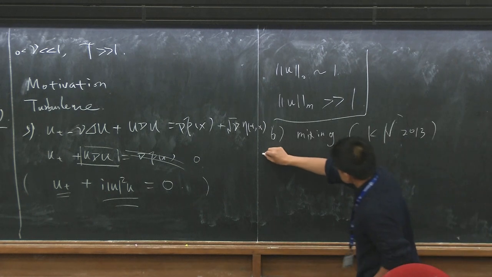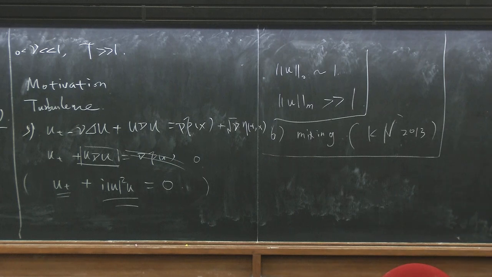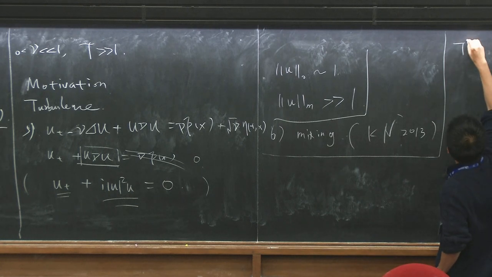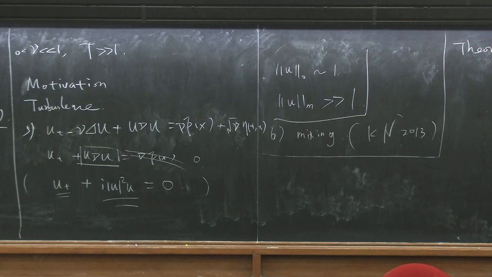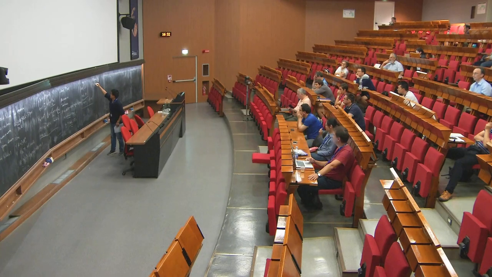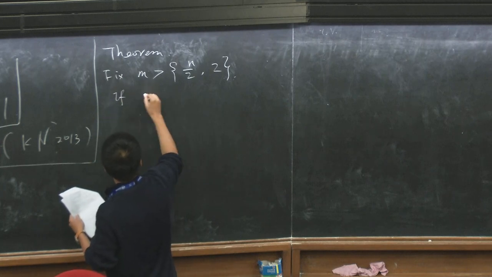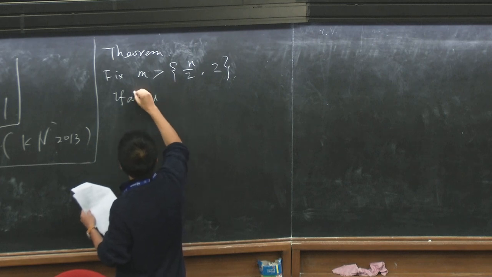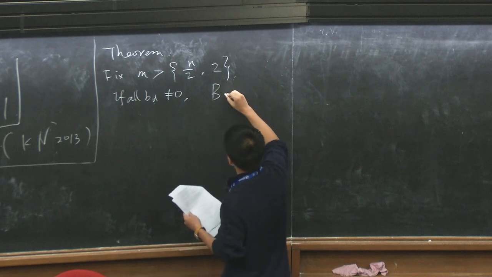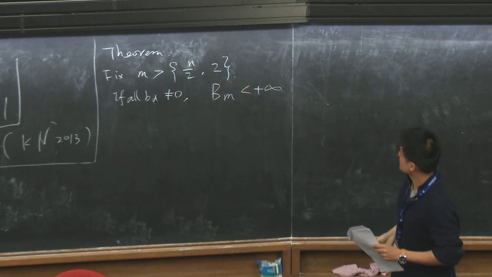Now let's first state the main result and then we discuss a little bit the proof. The main theorem is that for any m bigger than 1/2 the space dimension plus 2, and for any initial data that is not zero, and such that the norm is finite.